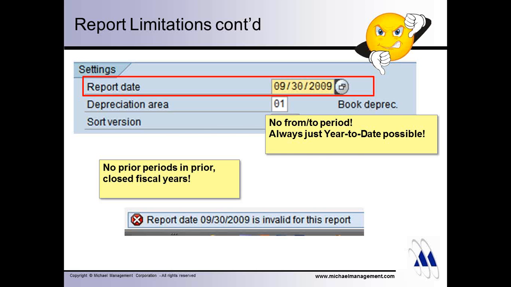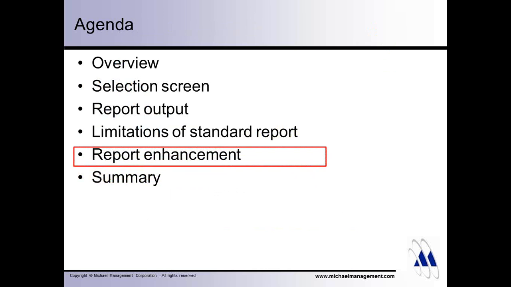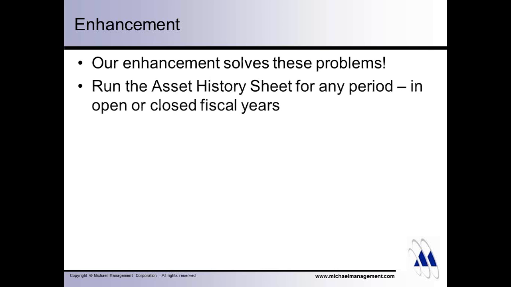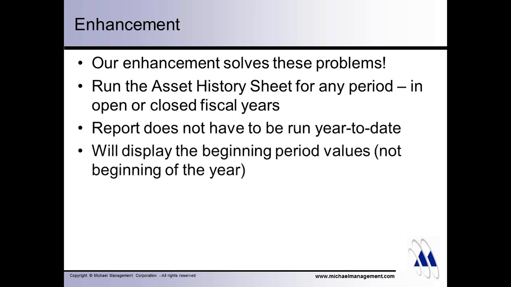They said, I wish there was a solution, and guess what? There is. We created a reporting enhancement for this, and with our enhancement, we solve all these problems. So with our custom report, you can run it for any period in any open or even closed fiscal year. You don't have to run it on a year-to-date basis. You run it on a period basis. And the report will not display the beginning of the year values. It actually shows you the beginning of the period values.